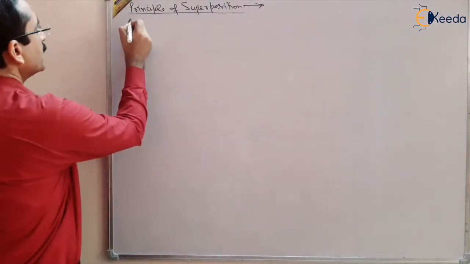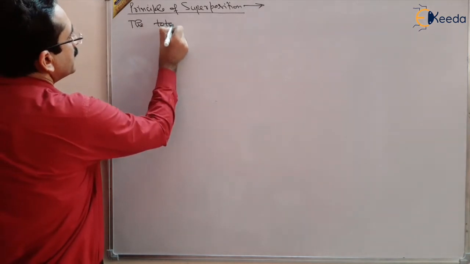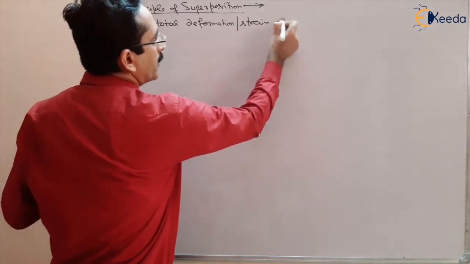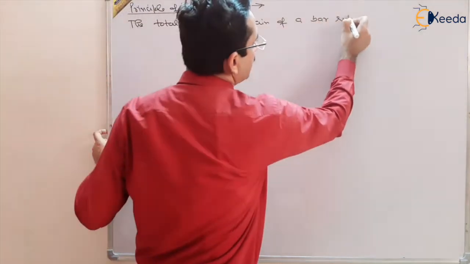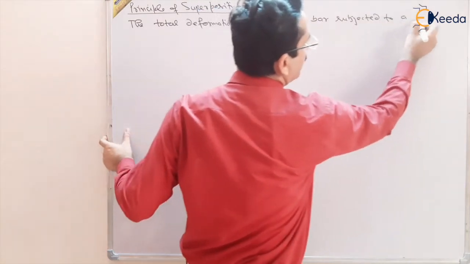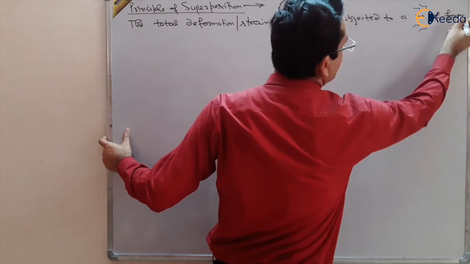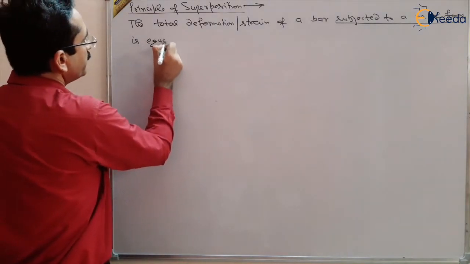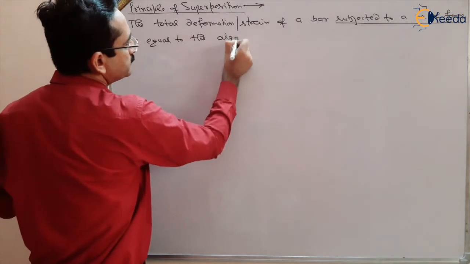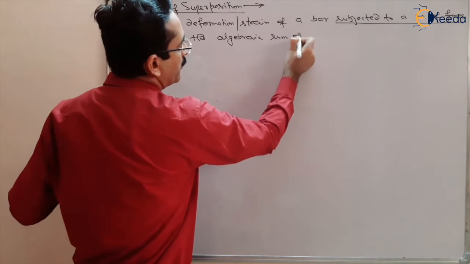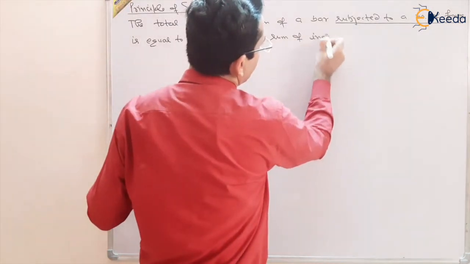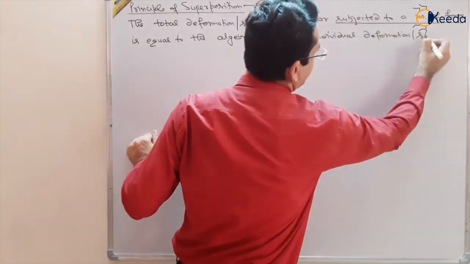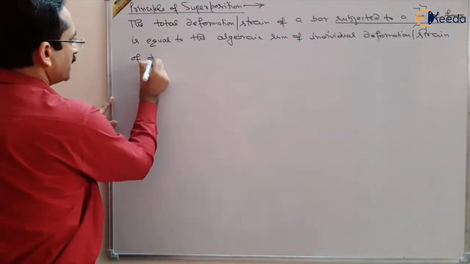That's it. So the total deformation or strain of a bar subjected to a number of forces is equal to the algebraic sum of individual deformation or strain of different parts of the bar.